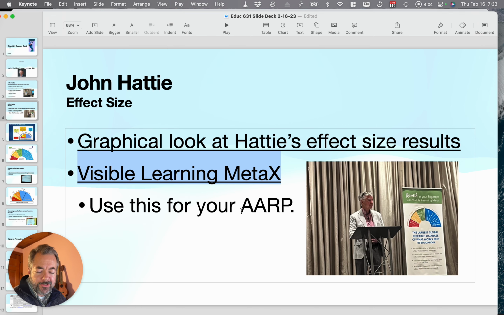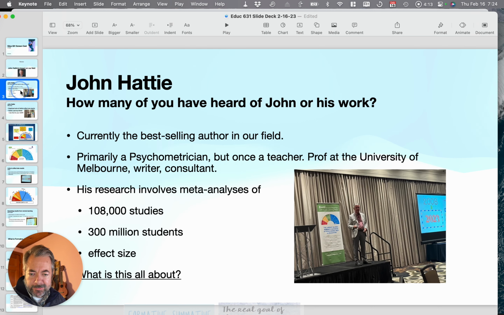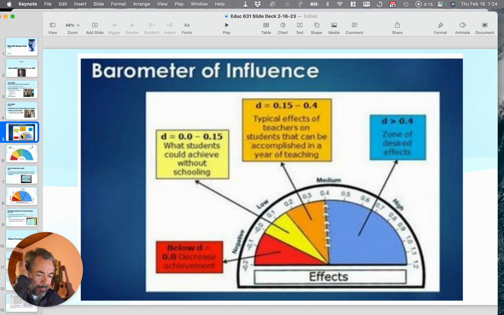And you might even be able to use this in this class for some of your research for the AARP and even the literature review, which is coming up. All right, so just before we go from Hattie, a couple things to look at.